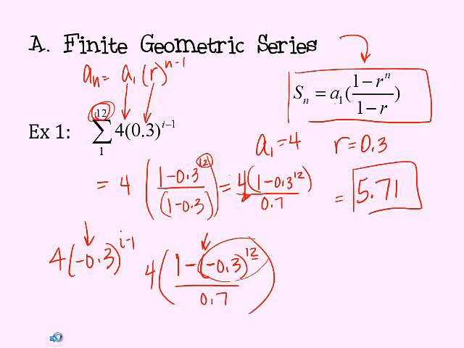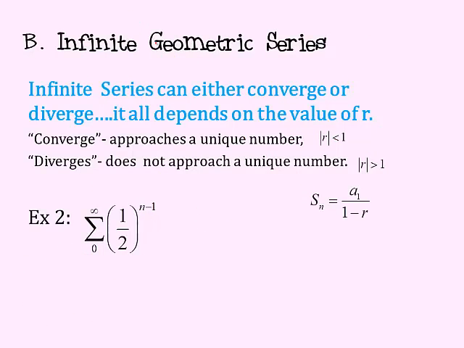Now, an infinite geometric series is when the infinity is on top of the sigma. That means it's infinite. You might wonder, how do you find the sum if it goes on forever and ever? That's a great question. Infinite series can either converge or diverge. Converge means that it does approach a unique number. Diverge means it doesn't approach a number and you can't get a sum. And how do you know?